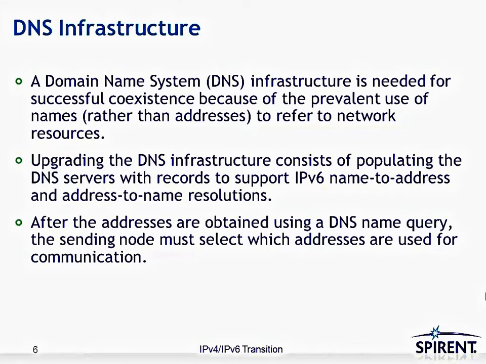After the addresses are obtained using DNS, the sending node must select which address to use for communication. The idea is you could send a DNS request for a specific name and actually receive back both an IP version 4 and an IP version 6, or possibly even many flavors of IP version 6 addresses, as we talked about earlier with scoped addresses, that you might have multiple IP version 6 unique addresses to select from.